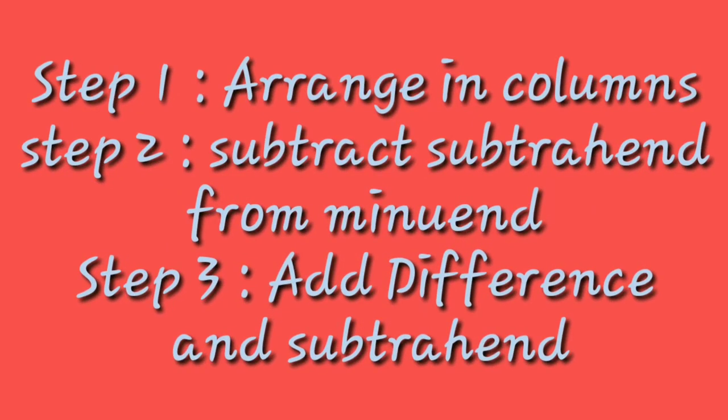What are the steps? First of all, again you have to carry out the subtraction that you always do, that is minuend minus subtrahend. Then you have to add this difference to the subtrahend, so that the answer that comes out will be similar to that of the minuend.